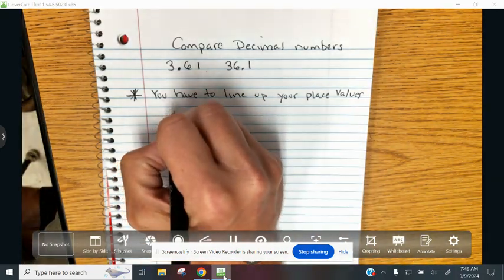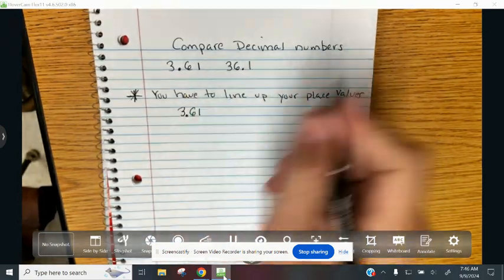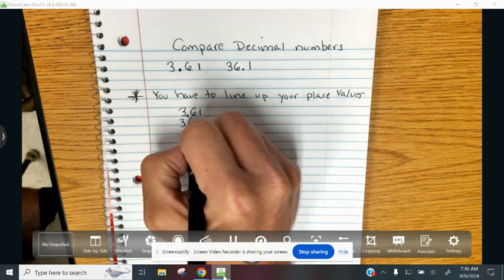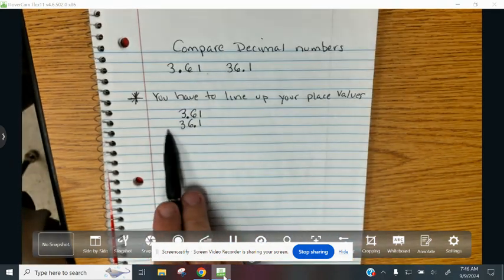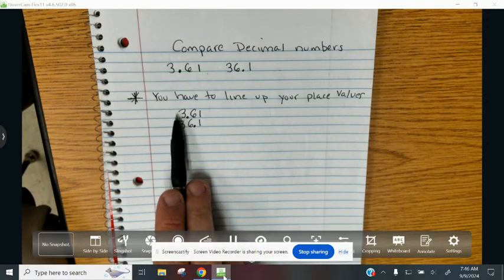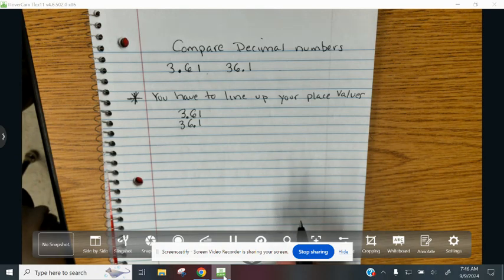For instance, if I do this, and you can just watch this, you don't have to write this down. If I just lined all the digits up, because you see there's three digits here, there's three digits here, this number looks the same. I have a 3, a 6, and a 1. But this number is definitely not the same, okay?